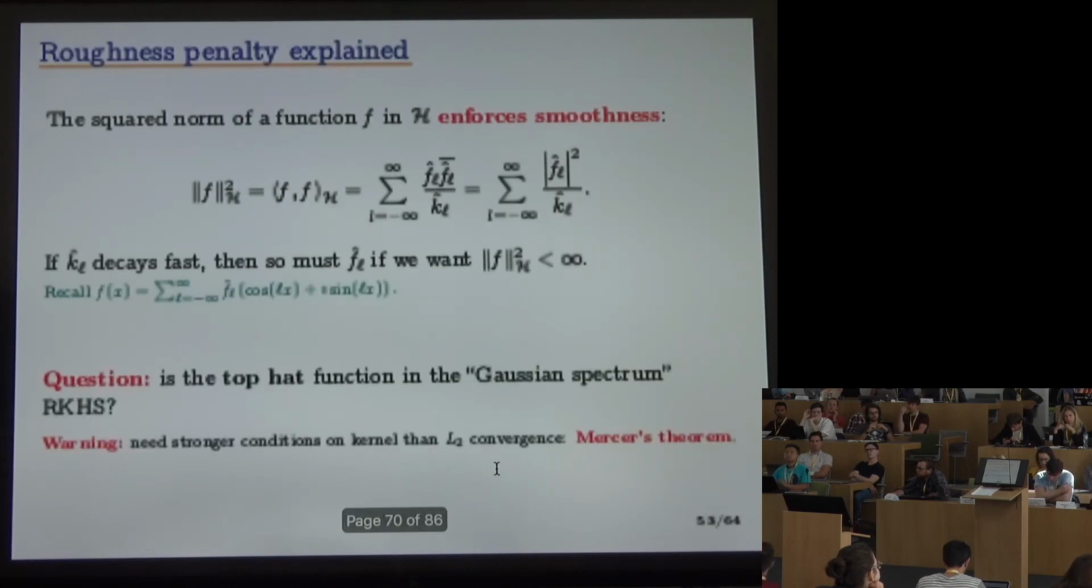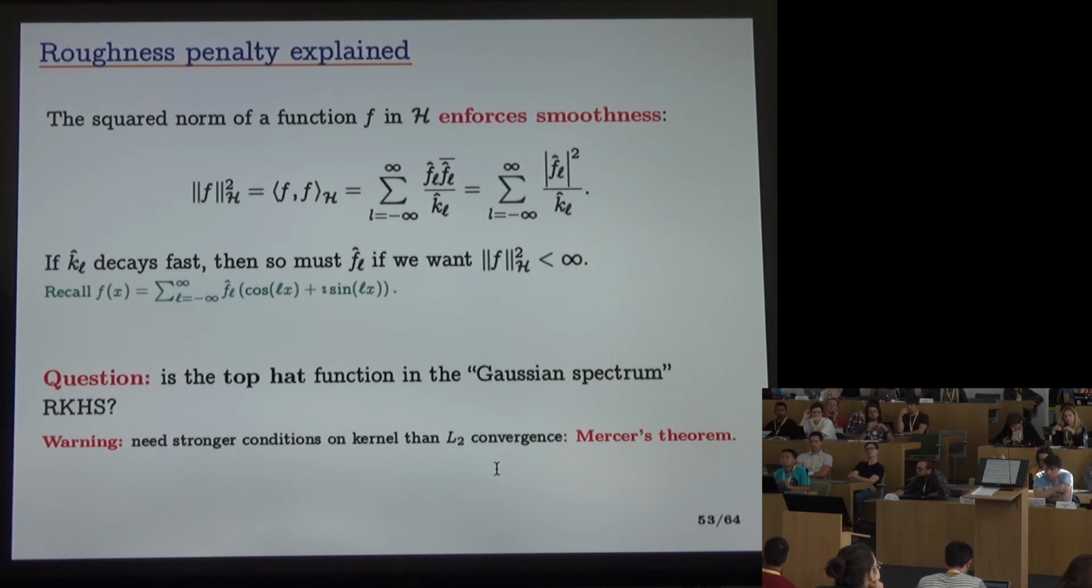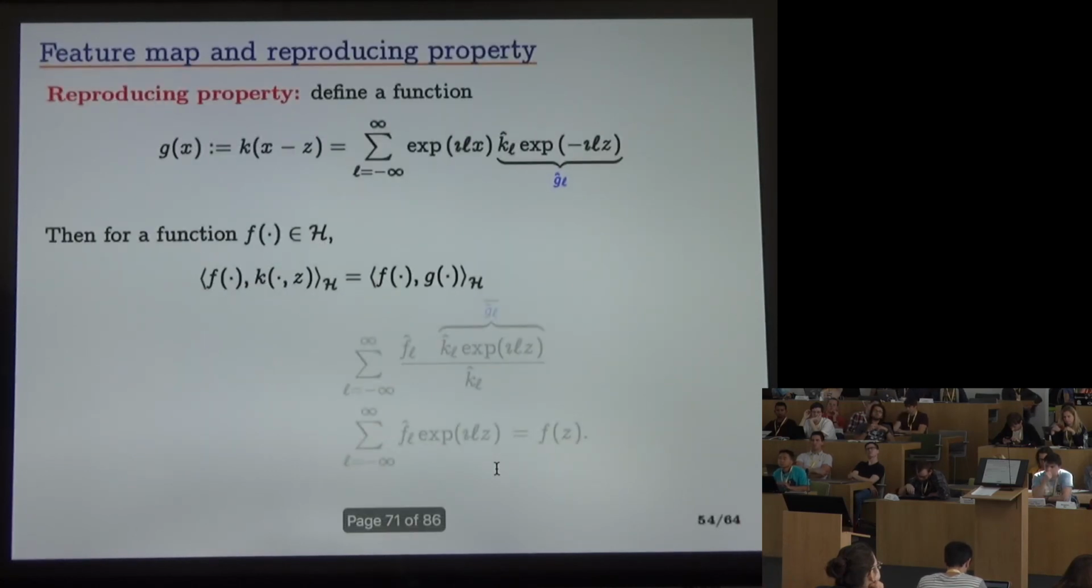Okay. So what we've now defined is this smoothness enforcing norm.